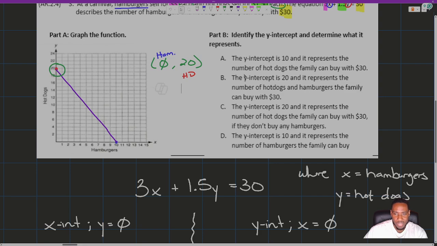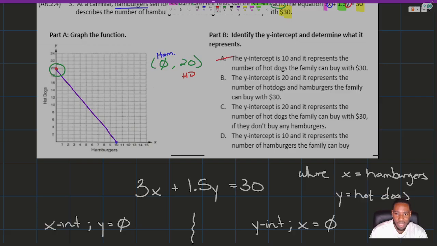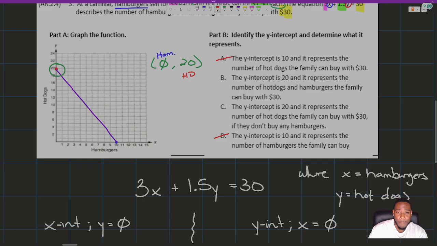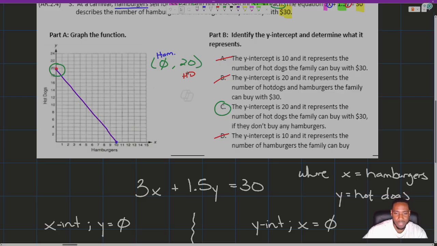And so we look at our answer choices. It says the y-intercept is 10, which we know just isn't true. So we can eliminate answer choices A and D. That leaves us with B and C. The y-intercept is 20 in both of these situations, and it says it represents the number of hot dogs and hamburgers the family can buy with $30. C says the y-intercept is 20 and represents the number of hot dogs the family can buy with $30 if they don't buy any hamburgers. Because we know that the x value here, hamburgers, is 0, we know that has to be the correct answer. Because we're buying no hamburgers and 20 hot dogs. And so our answer is C.